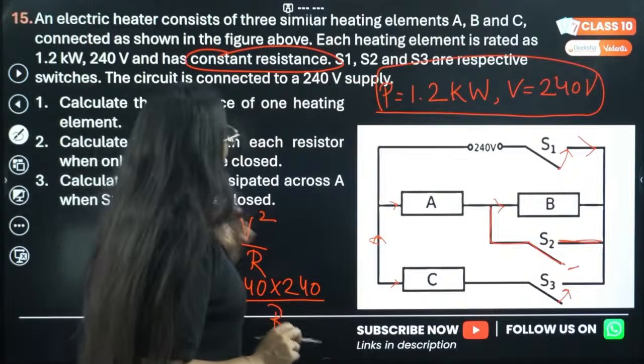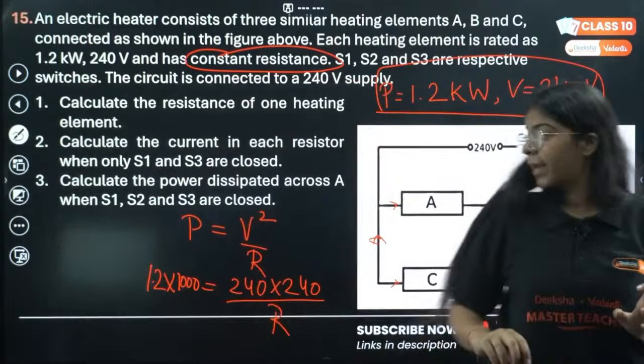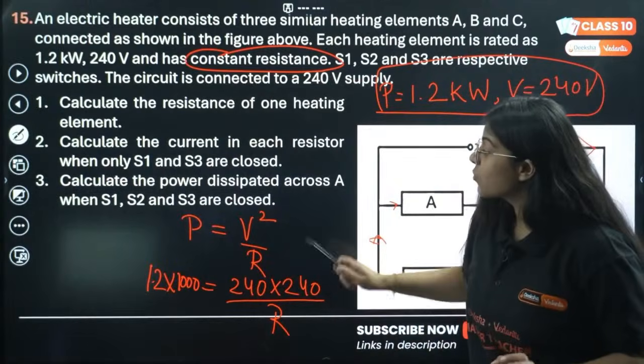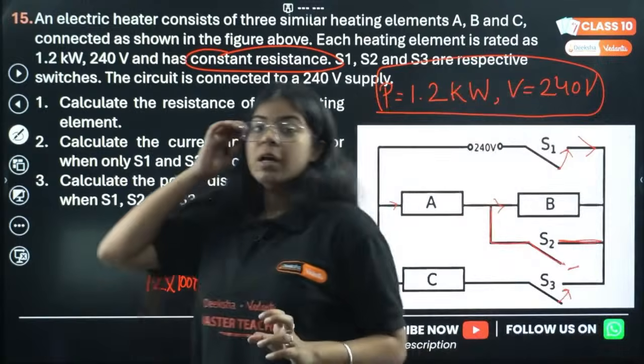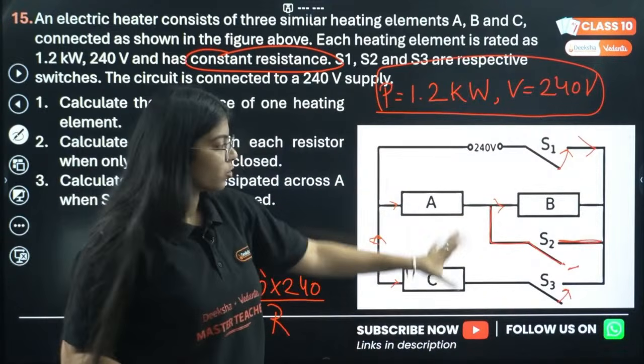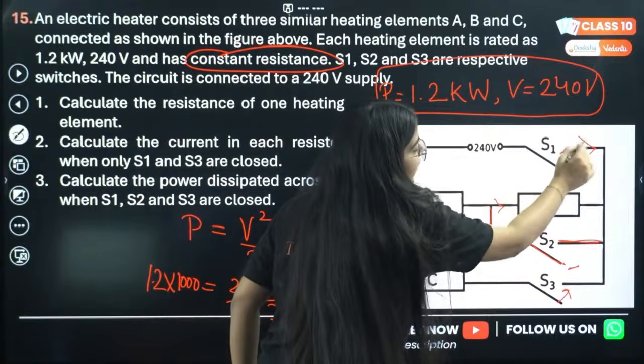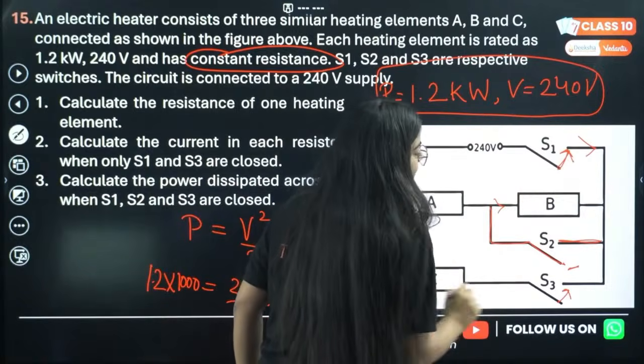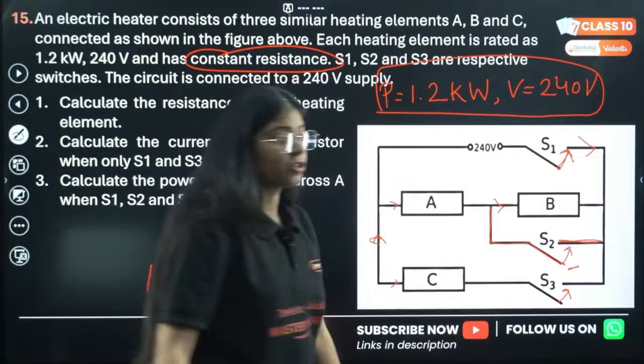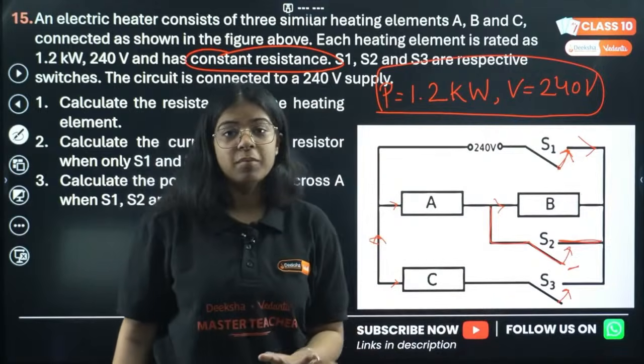Now calculate the power dissipated across A when S1, S2, S3 are all closed. Now all the switches are closed. S1 is closed, so current is going through A and B. But now S2 is also closed. Now you have to use some brain.